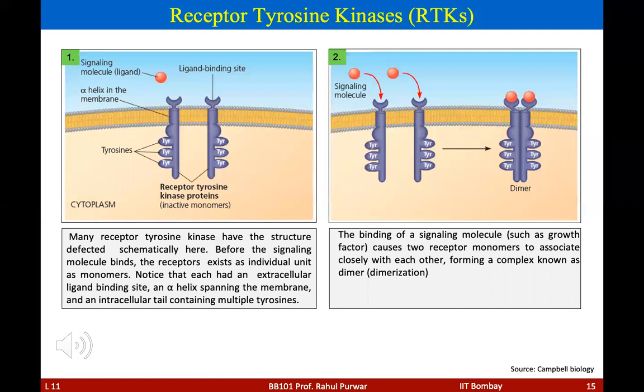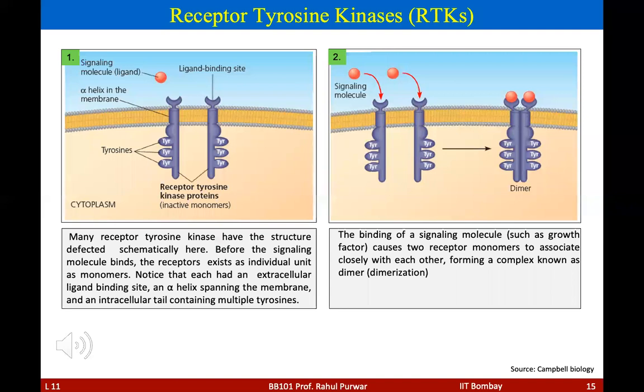Before the signaling molecule binds, the receptor exists as a monomer. Notice that each has an extracellular ligand binding site, an alpha helix spanning the membrane, the transmembrane domain, and an intracellular tail that contains multiple tyrosines. And as soon as the signaling molecule binds, the signaling molecule can be growth factors. For example, cancer cells require a lot of tyrosine kinase activity because they need to proliferate, they need to grow a lot.